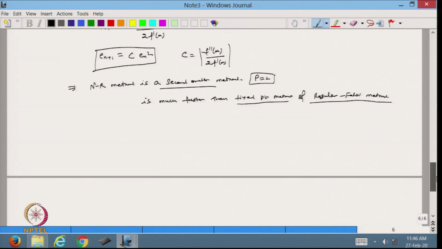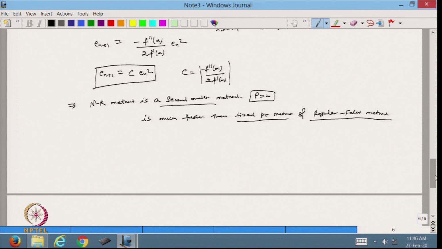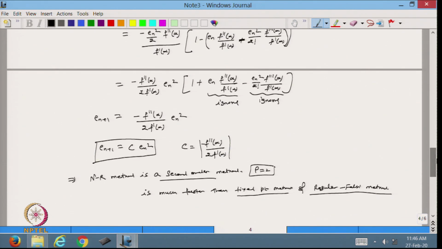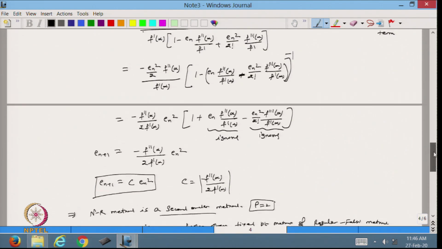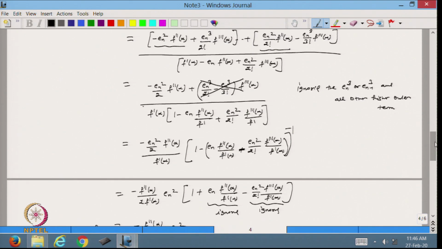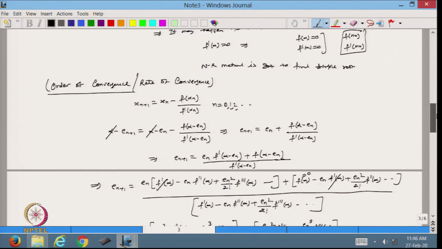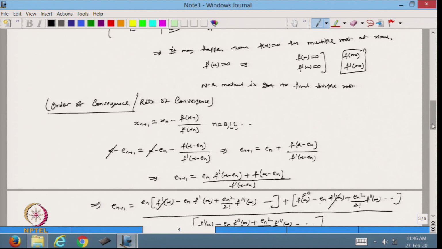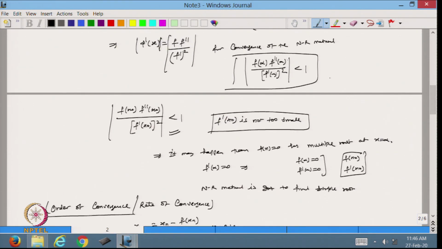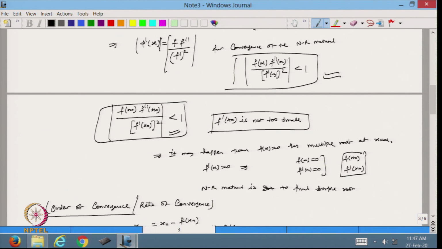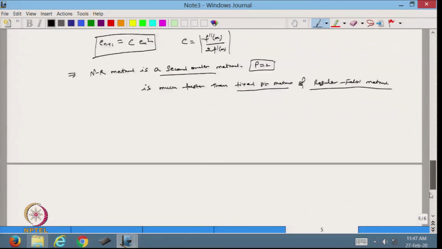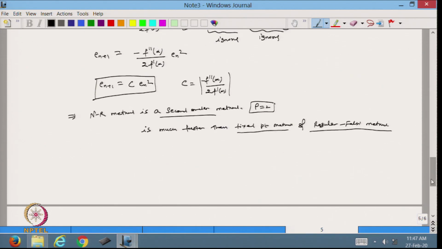But based on this one we can also see that if we want to be sure that the Newton-Raphson method should converge, then we have to apply this condition also, that if this condition is satisfied, only then my Newton-Raphson method will converge, and if it is converged, then definitely it will be of the faster order.